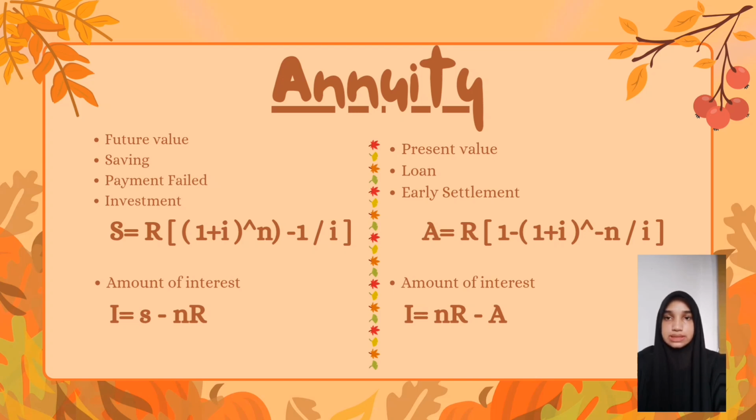The first one is S = R[(1 + i)^n - 1]/i. This formula is for future value, investment, savings, and failed payment.